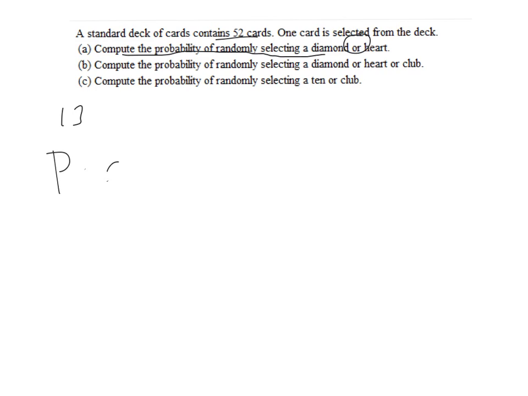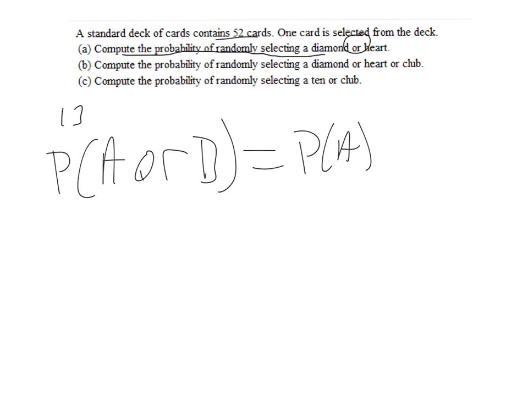what you've got to remember is the probability of event A or event B, with the upside down U, is found by the probability of A plus the probability of B minus the probability of both A and B. Okay, that's the general addition rule.